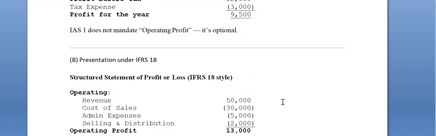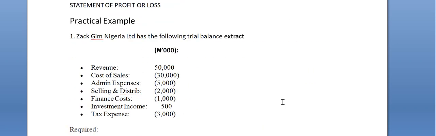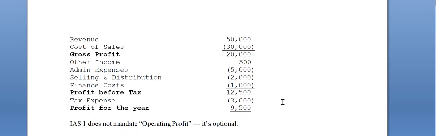Let me go over it again for the sake of those that might need further explanation. Let's go to IAS 1, or quickly let's look at the question. The question is the same thing: revenue, cost of sale, admin, selling and distribution, finance cost, investment income. Now, if you are to prepare it under IAS 1 revenue, under IAS 1, all that you need to do is, there is something I left out when I was explaining something to us.